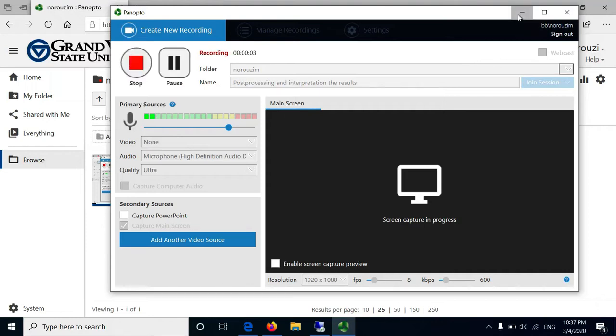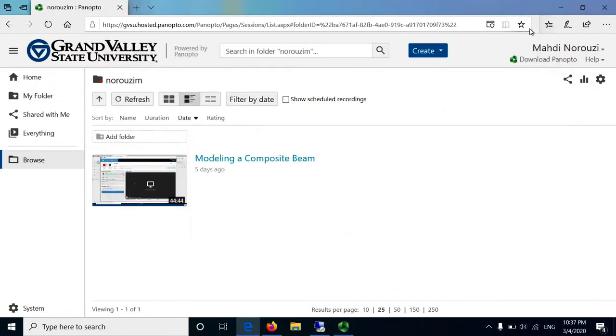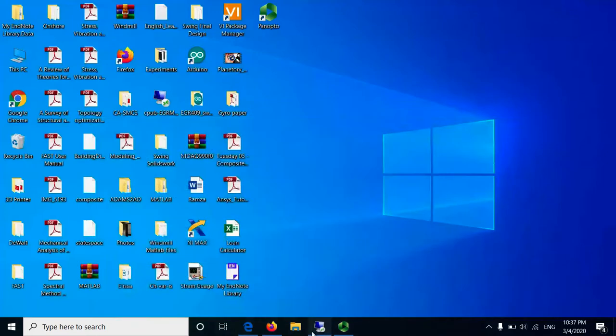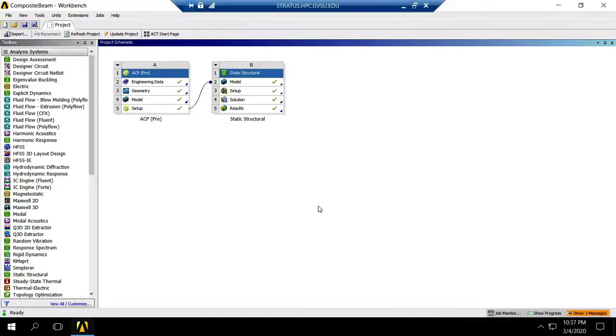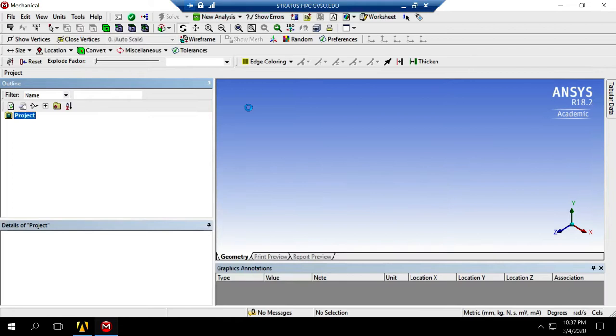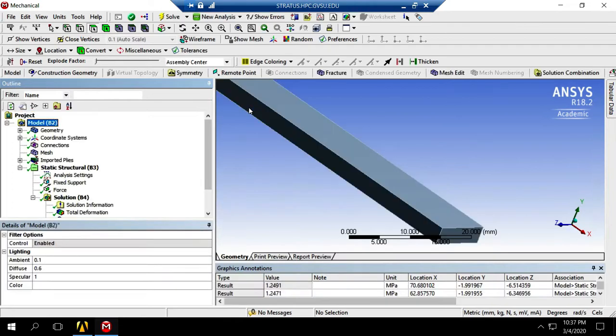Okay, in this video I'm going to talk about post-processing results. In the previous video I modeled a composite beam, and the video went long, so I decided to stop it and record this video, which is about how to read the results and how to interpret the results.